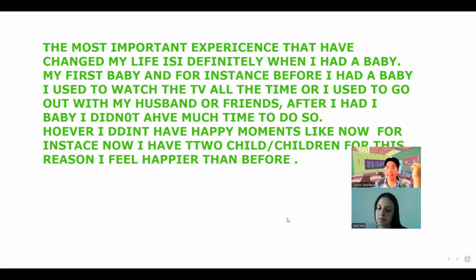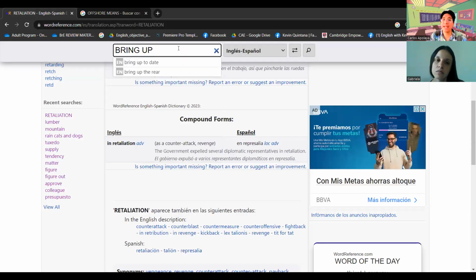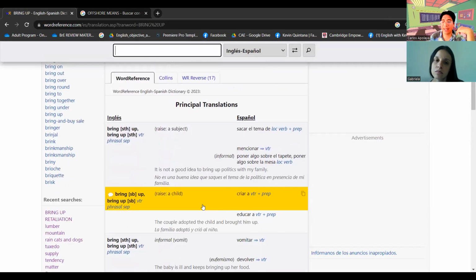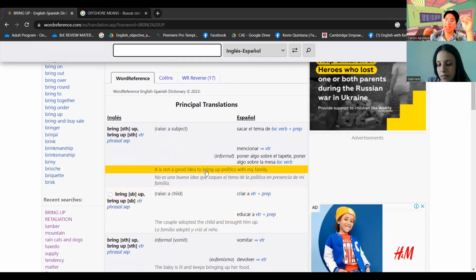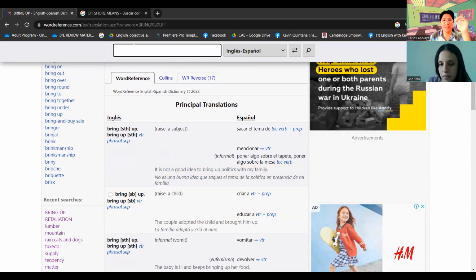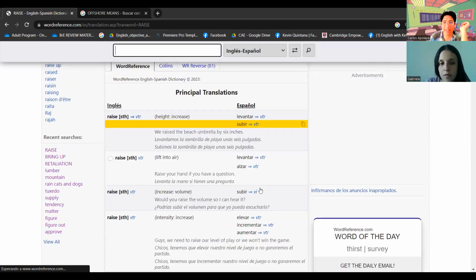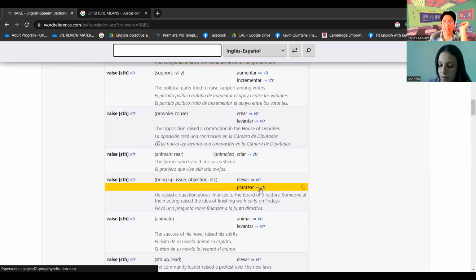¿Ok? También hay que practicar algunos verbos o expresiones, Gaby, que ya deberíamos de ir conociendo, como por ejemplo, bring up. Bring up significa mencionar algo, pero también me quería referir a criar, a educar a alguien. The couple adopted the child and brought him up. Bring up o bring somebody up es criar o educar a un hijo, a alguien. También se usa el verbo raise. I raise a child. Raised. Raise es criar, criar, criar. Raise es raise a child. Raise también significa criar.